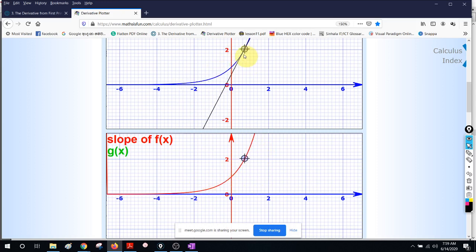You can see, if I want to find the rate of change at this point, usually it is something else. But here you can see both are the same graph. So that is the beauty of the e^x function. That is why we take it as the natural base function also.